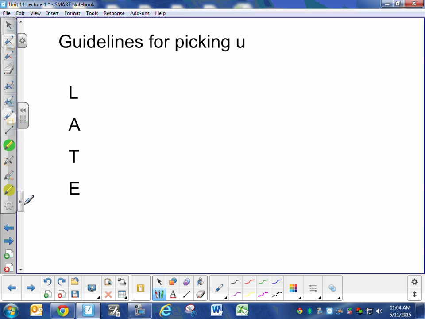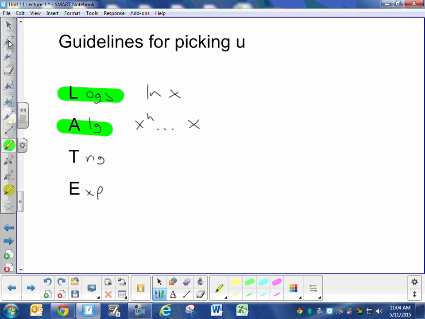Guidelines for picking what u is. Always take logs first. So if you see ln x, pick ln x. That's typically your u. Next, your algebraic expressions, which really I don't like saying it's algebra, but it's x to a power, or just x. So log x pick first, x pick second. Typically, you won't even pick the t and the e. Sometimes you will. But at least for today, pick logs first, then pick x's second.